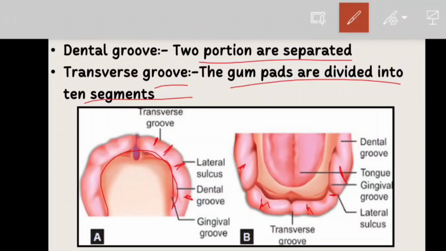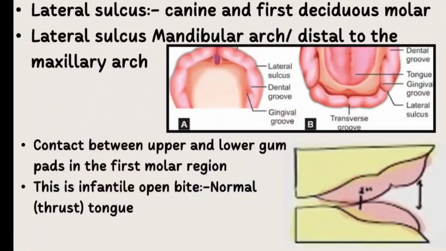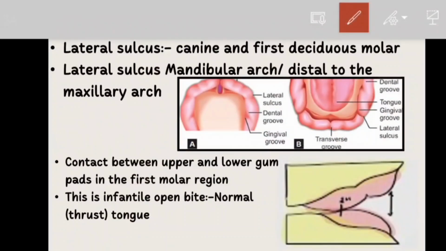So how many teeth are present in primary? That is 5 teeth in each segment. So here also the pad is divided into 10 segments. Now the lateral sulcus. The lateral sulcus is present between the canine and the first deciduous molar. So this is the lateral sulcus. Here you see your canine and here you will find your first deciduous molar.